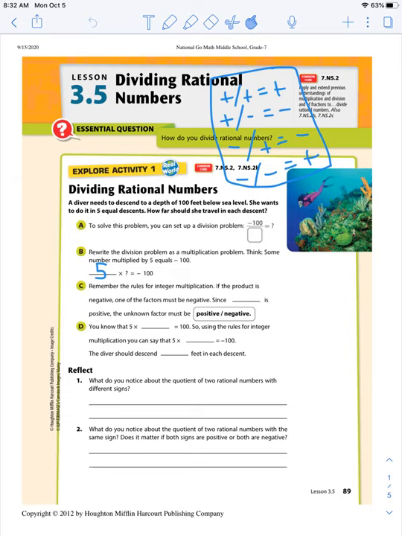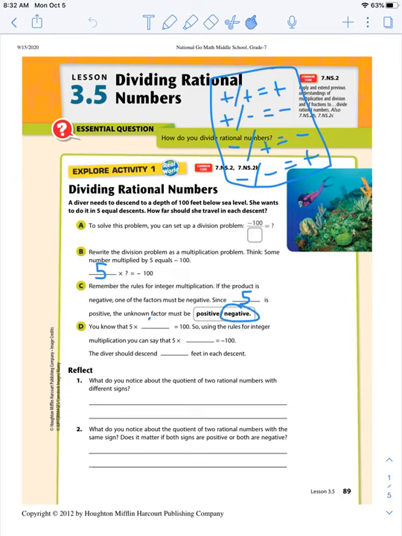Remember the rules for integer multiplication, which are going to be the opposite of that chart that we wrote at the top. You also should have written that chart in 3.4. So if the product is negative, we know one of the factors must be negative. Since 5 is positive, the unknown factor must be negative.